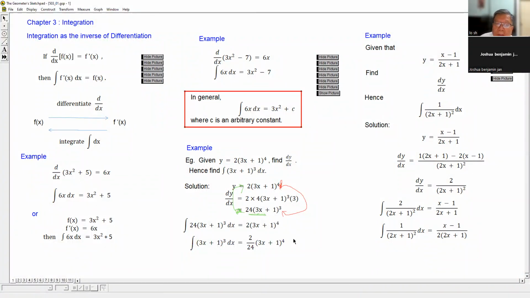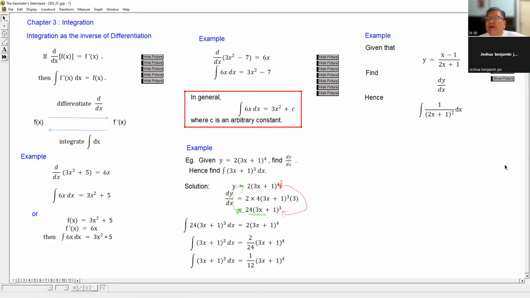Can follow or not? Okay. Then I cancel, then I have 1 over 12. So the answer should be 1 over 12, this thing. So this is the answer. So this is the meaning of integration. Okay, right.